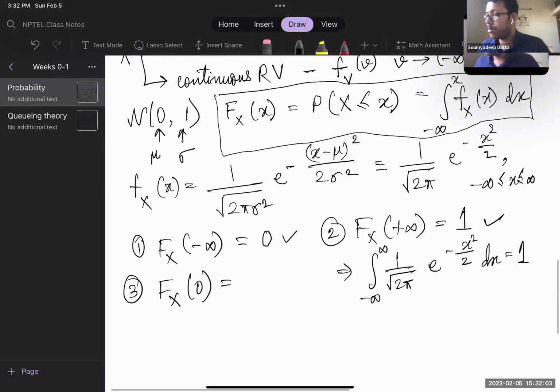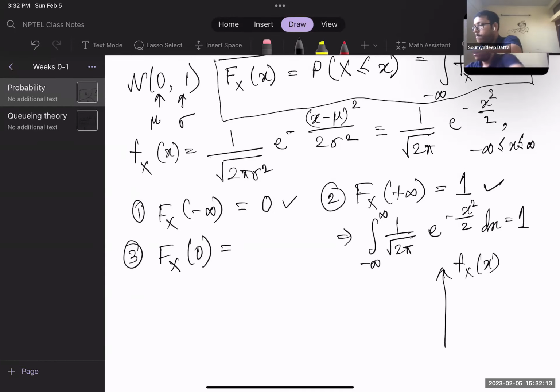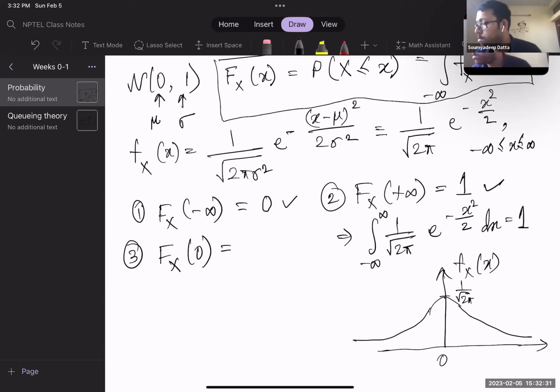For this, let us very quickly draw the PDF of the Gaussian here. This is the PDF of the Gaussian distribution. This is 1 over root 2 pi. And then this is how it goes. This is 0. This is plus infinity. This is minus infinity. This answer is half.